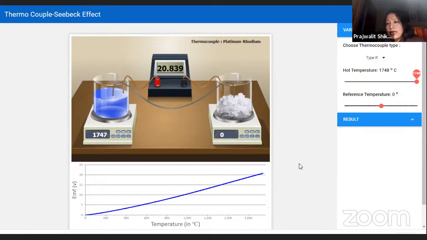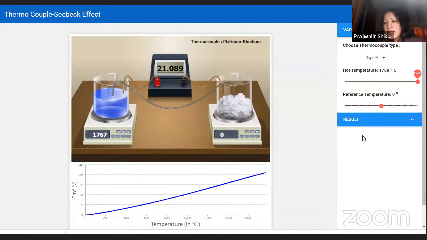So for type R, you can see I have reached the end. It is 1768 degrees Celsius, and the graph stops over here. If you point your mouse pointer at any point along the graph, you will be able to see the value of temperature and EMF. And at the end, you can see whatever is on the screen. So this actually represents the neutral temperature for a particular thermocouple.